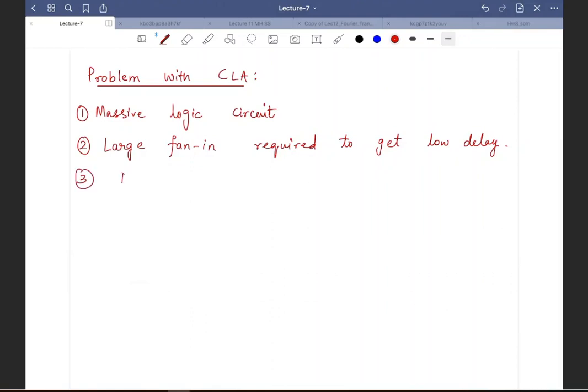And because of the large fan-in, we can also no longer make it modular. There will be a fan-in limit, which means that I cannot do 12-bit addition or 32-bit addition all using this. So it's no longer going to be modular, which means that I will have to use smaller carry look ahead adders to make bigger carry look ahead adders. So I'll have to use some sort of a modular carry look ahead adder.